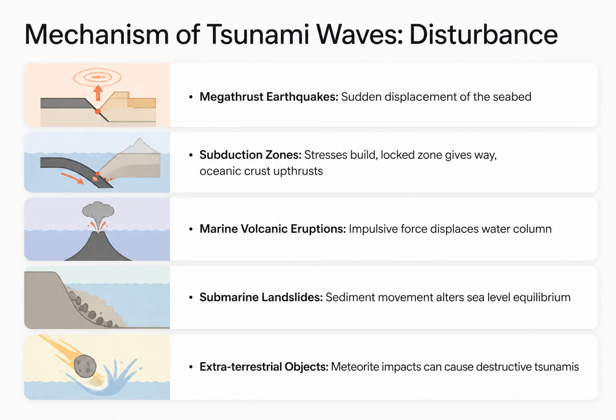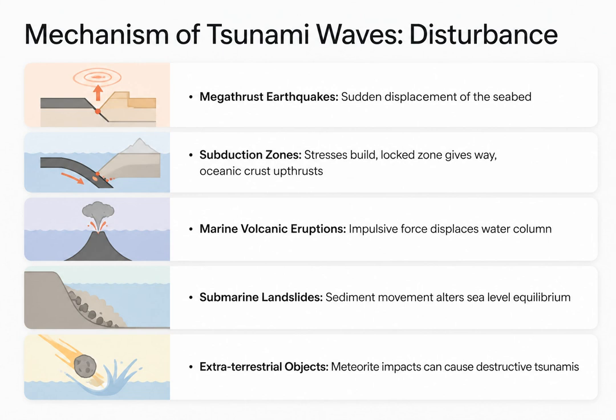How exactly does a tsunami begin? It starts with a massive disturbance. In a megathrust earthquake, a subducting tectonic plate plunges beneath a less dense plate. Stresses build up until the locked zone abruptly gives way, thrusting the oceanic crust upward and vertically displacing a massive column of water.